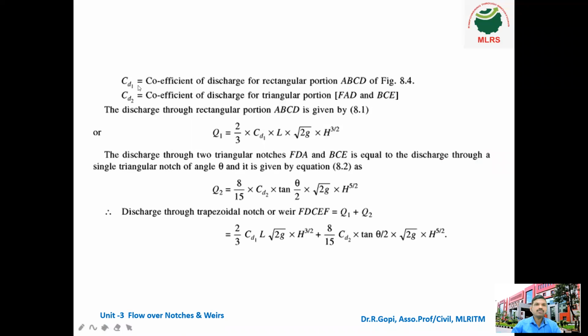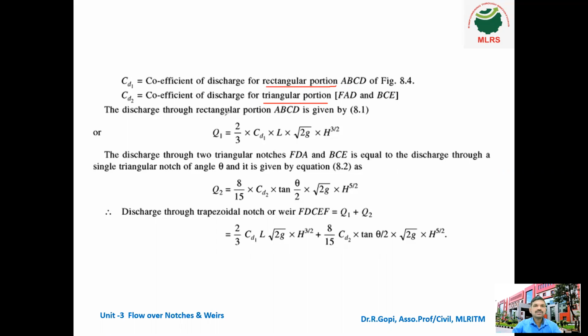So here we have to apply two CDs. You know about CD: CD is nothing but the coefficient of discharge of a particular notch. So CD1 is the coefficient of discharge of the rectangular notch. There are two portions there, one is rectangular, the other is triangular. CD1 is the coefficient of discharge for the rectangular portion, and CD2 is the coefficient of discharge for the triangular portion.